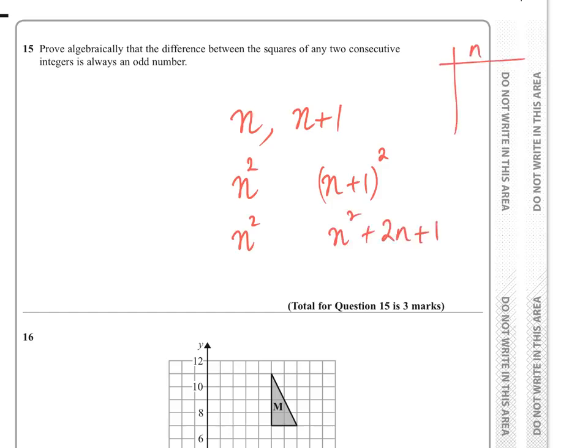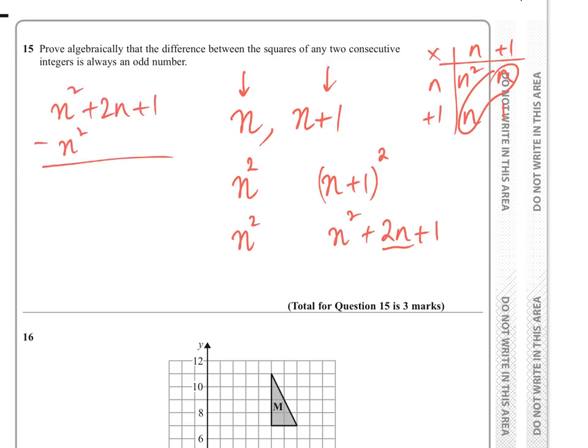Don't forget when you're timesing n plus 1 by itself, you'll have an n squared and a 1, but you'll also have an n here and an n here, which give you the 2n here. So if we want to find the difference between them, this is the bigger number, this is the smaller number, so I'm going to do the bigger one, take away the smaller one. It doesn't really matter, but let's do a nice little subtraction sum here. Well, you can see here that you're just going to be left with 2n plus 1.